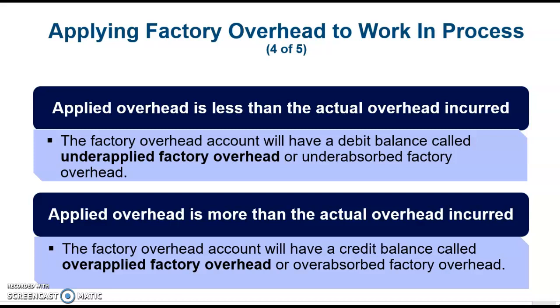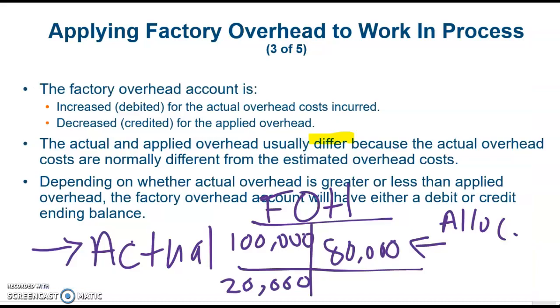So what we just talked about was under applied overhead. So let's talk about over applied. Looking at our T account, let's say that actual is 100, but we're going to change how much we allocated. Let's say that we allocated 120,000. So based on our estimates, we allocated that much.